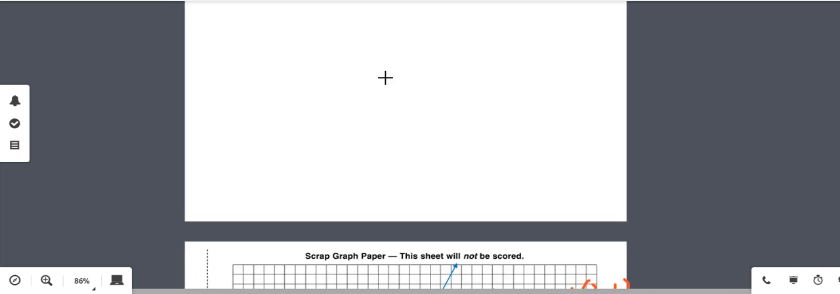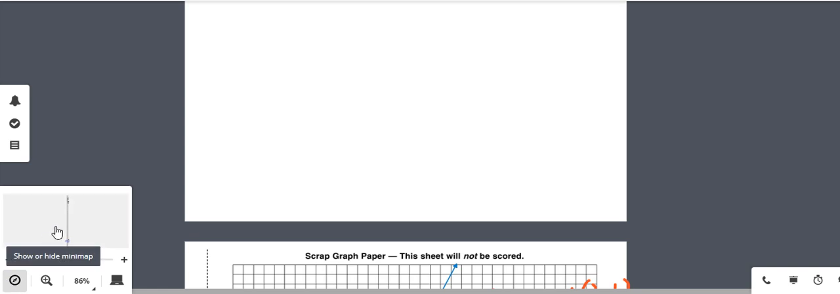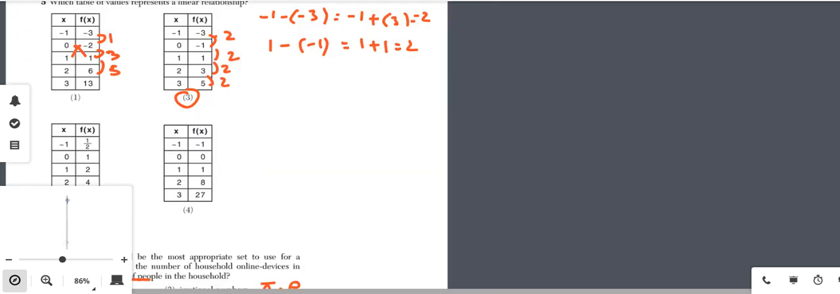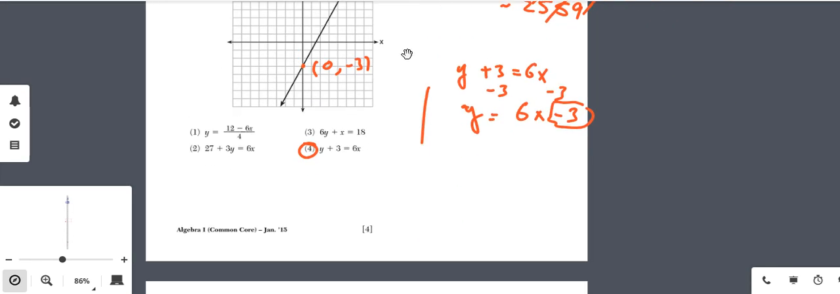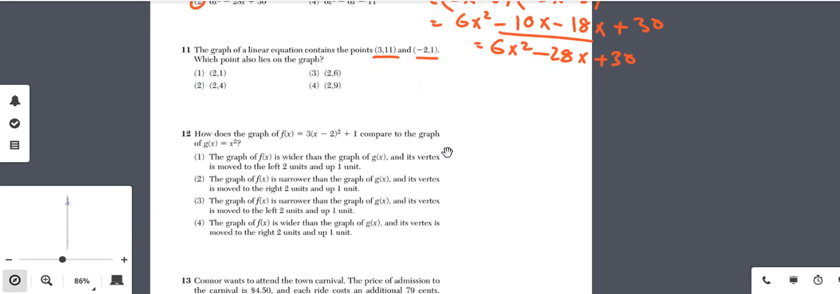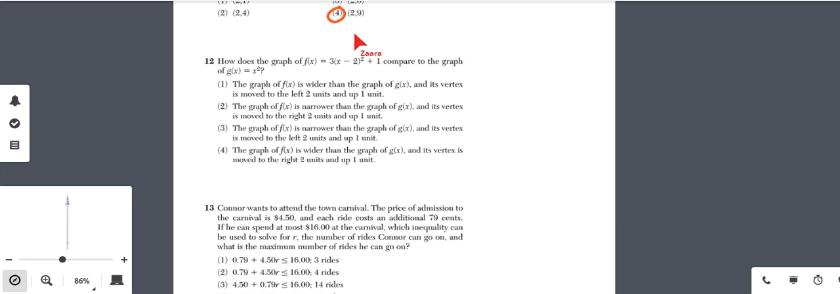So let's move to the next one. Please scroll up quickly and let's choose the right answer, which is (2, 9). This one. Is it clear? Yep. Okay. Look at the next one.